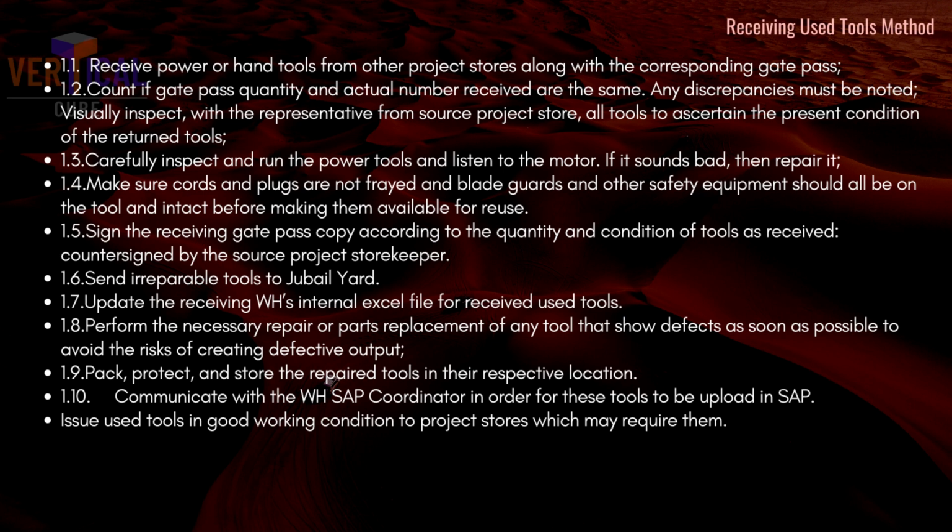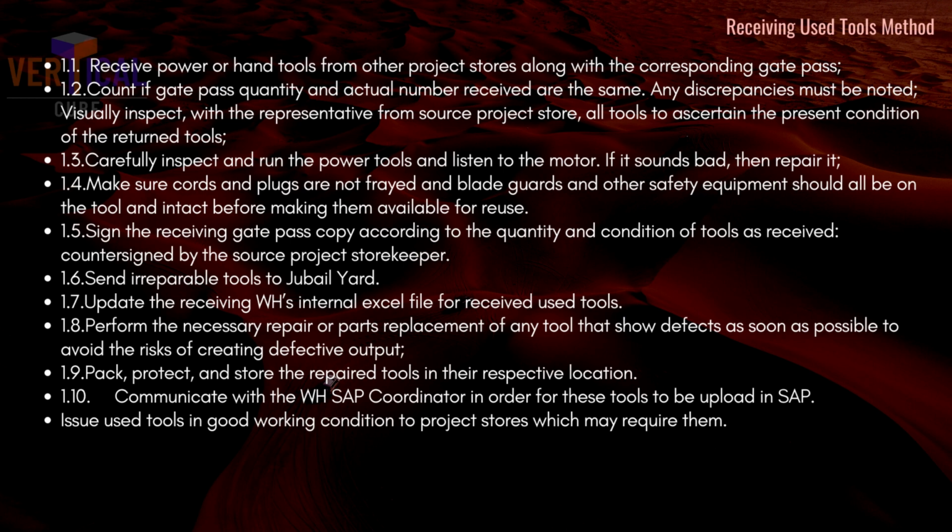1.5. Sign the receiving gate pass copy according to the quantity and condition of tools as received, countersigned by the source project storekeeper. 1.6. Send irreparable tools to Jubail. 1.7. Update the receiving WH's internal Excel file for received used tools.